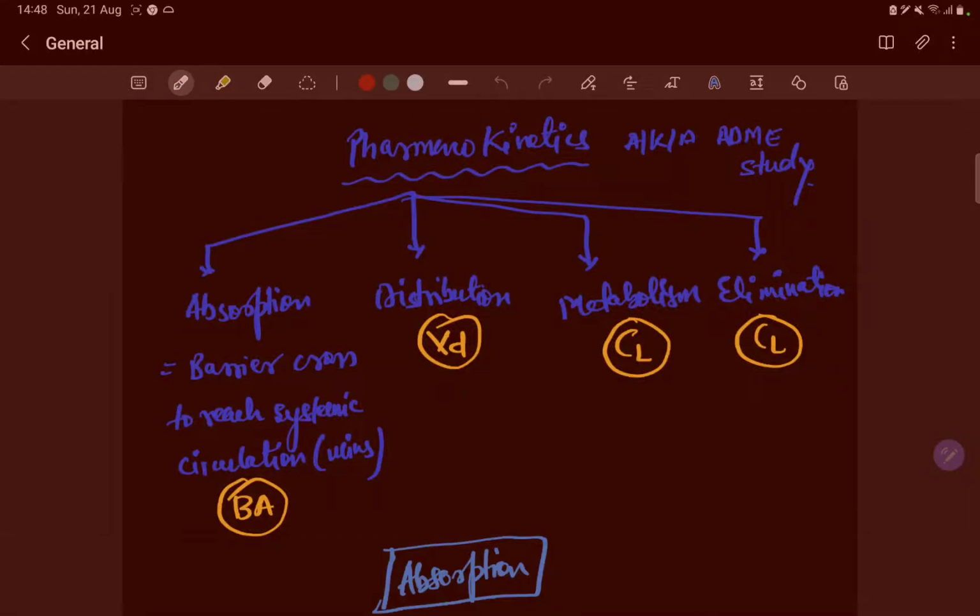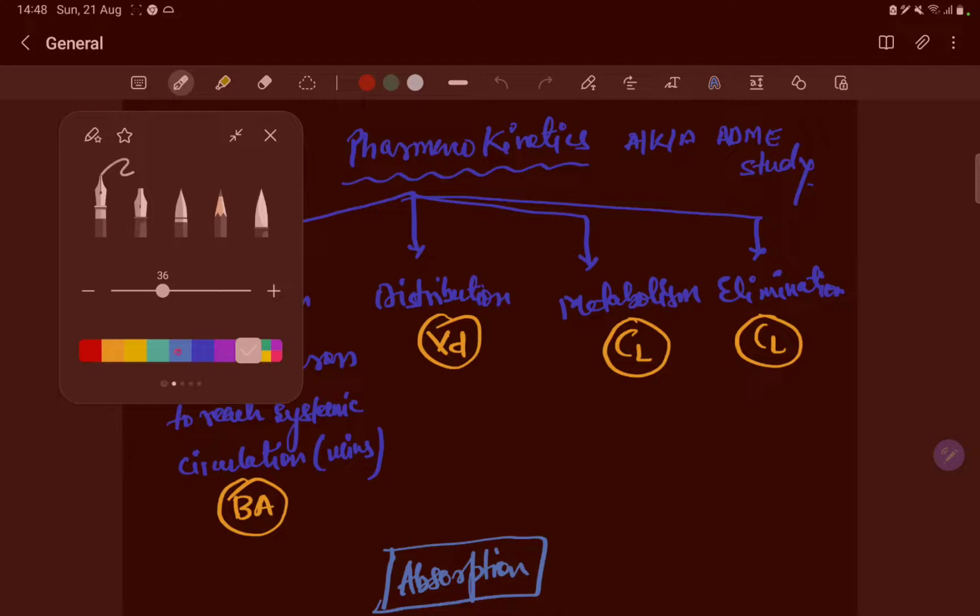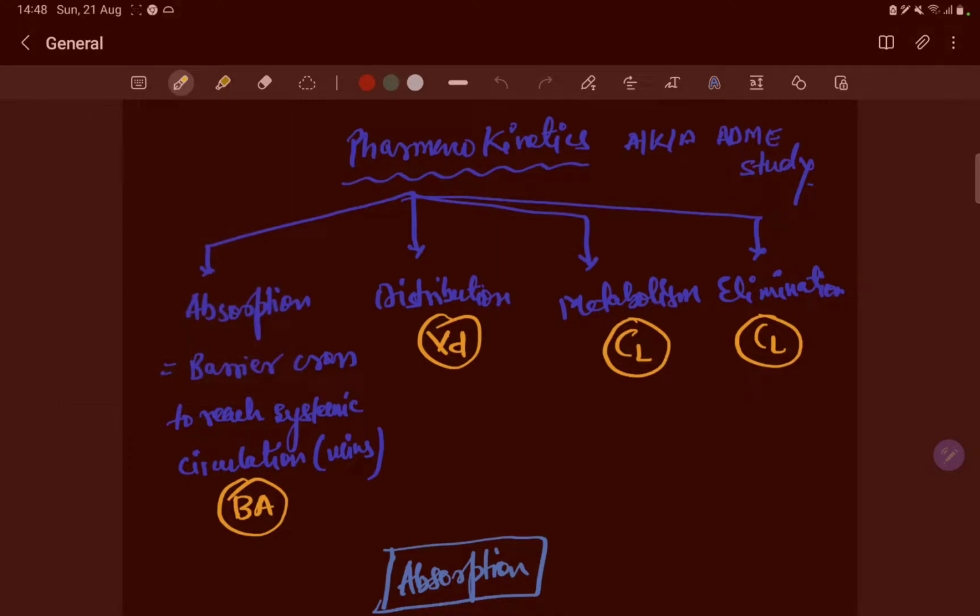Hi, let's discuss some basics of pharmacokinetics, pharmacodynamics, as well as some basic concepts of general pharmacology.